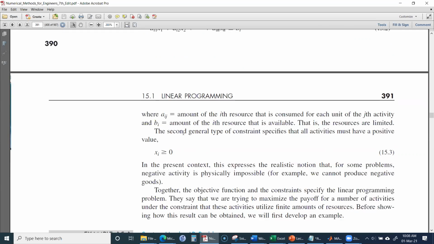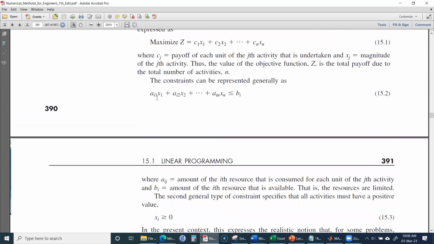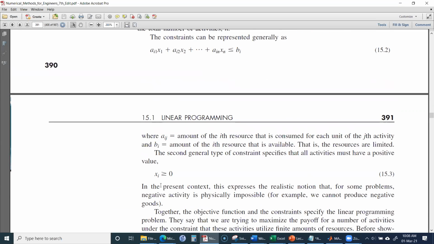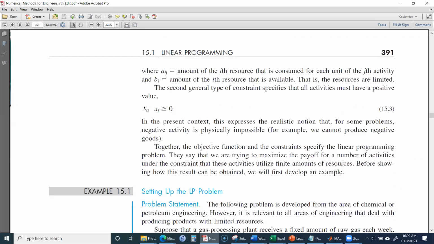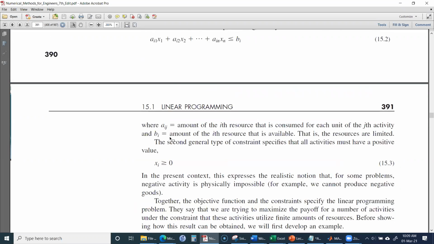Similarly, we have another set of constraints, that the values of x1, x2, xn, that is the values of xi, are all greater than or equal to 0, which means that we will only be considering the positive value cases. For most practical problems, and for most production related problems, we always deal with positive numbers. There is no practical way of representing some negative production, or negative value produced, or negative number of goods produced. So in this case, we will represent xi as greater than or equal to 0. This will be another type of constraint.